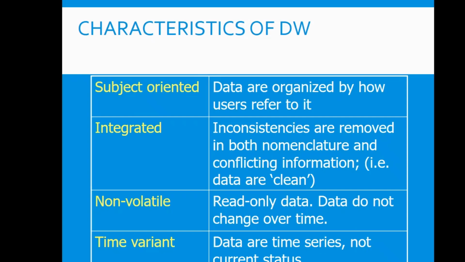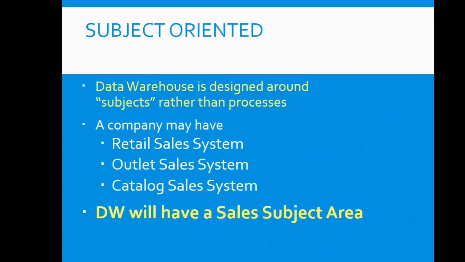And the last characteristic of a data warehouse is time variant. Data are collected over a period of time. That means it is a time series, not current data or daily data or the current state of data. A data warehouse is designed around subjects. This is what I told you. Subject means departments or verticals in a company rather than processes.